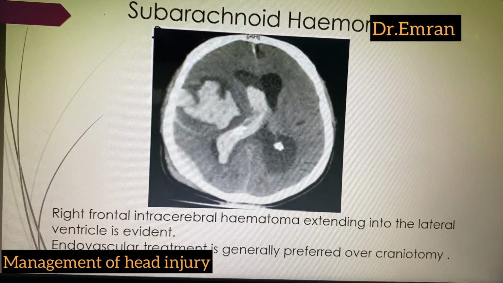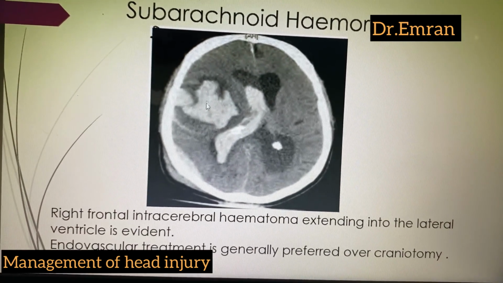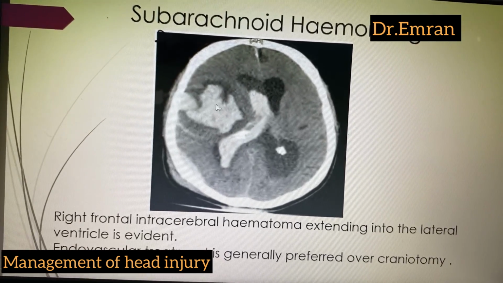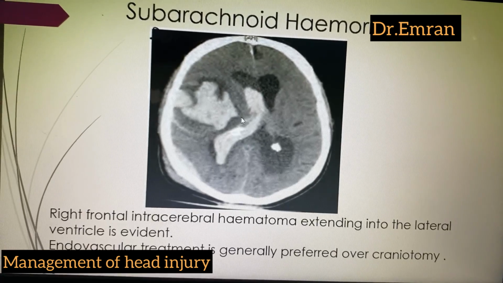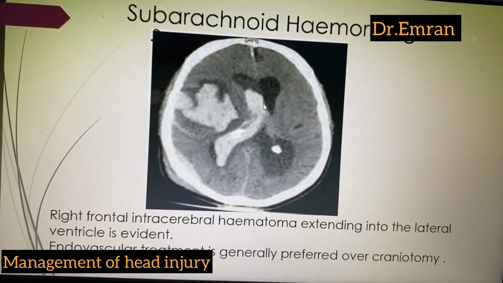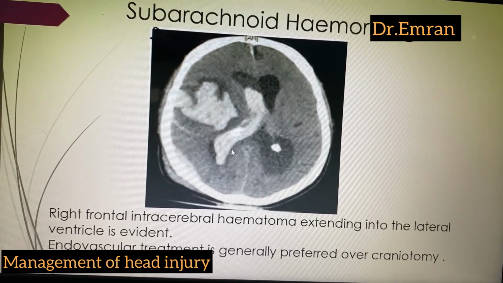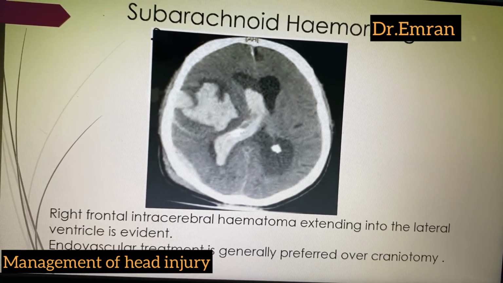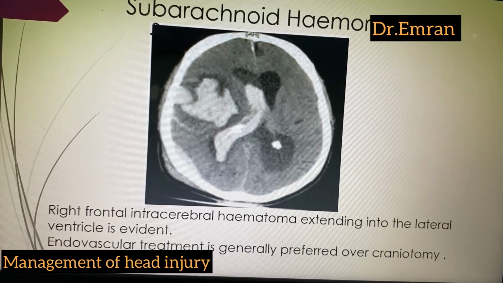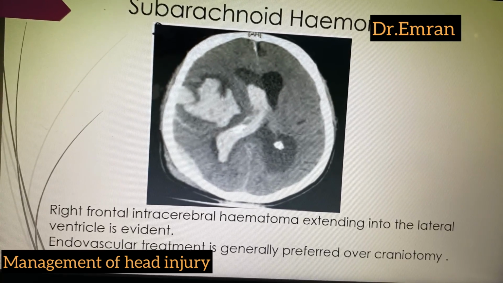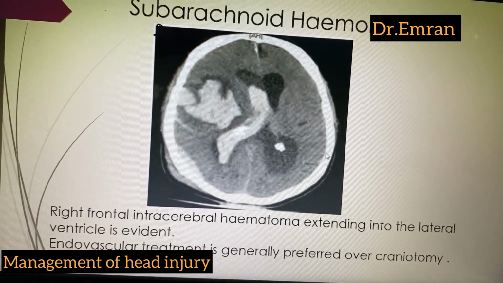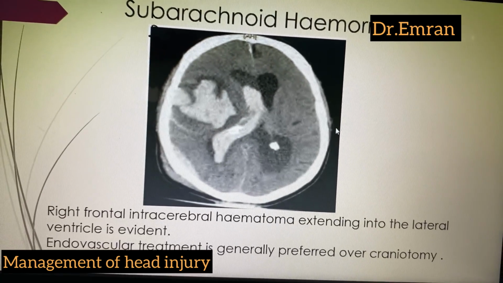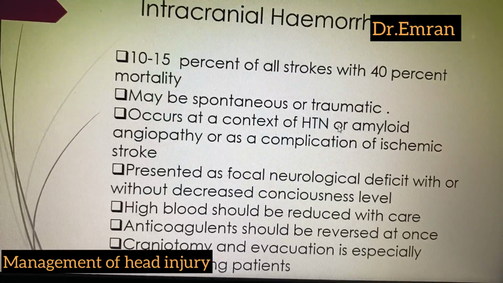And this is the picture of a CT scan, a hyperdense shadow of intraparenchymal hemorrhage with extension to the lateral ventricle. And in the management of subarachnoid hemorrhage, craniotomy or decompressive craniectomy is not preferred. Here endovascular treatment, that is clipping, is chosen whenever possible in higher centers.